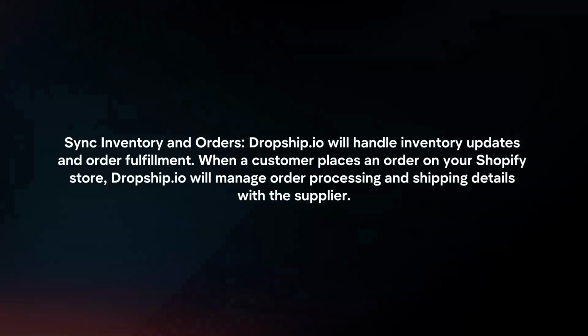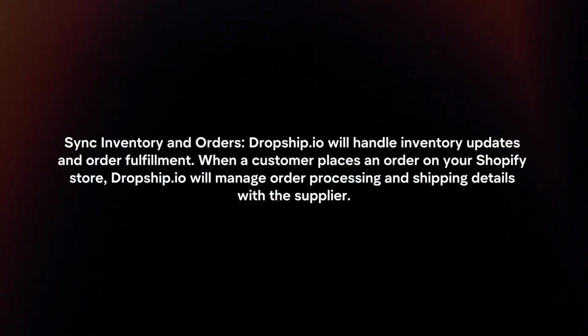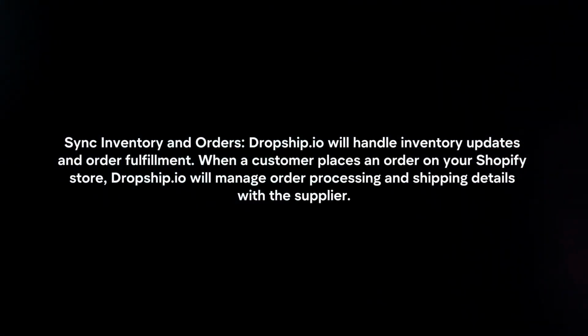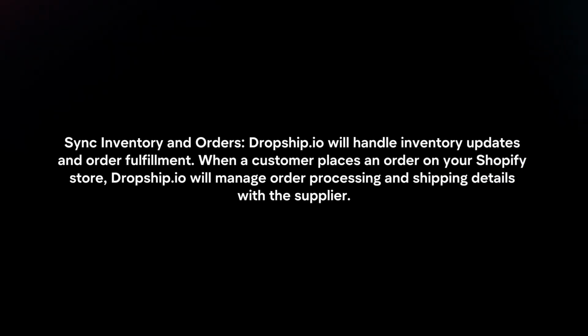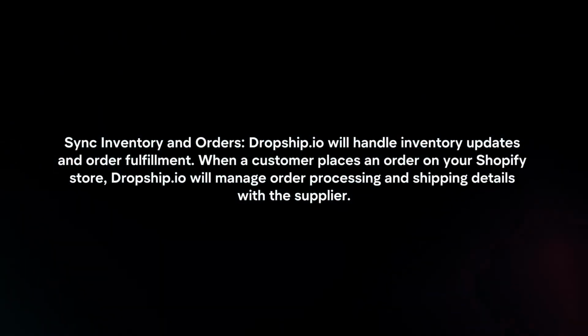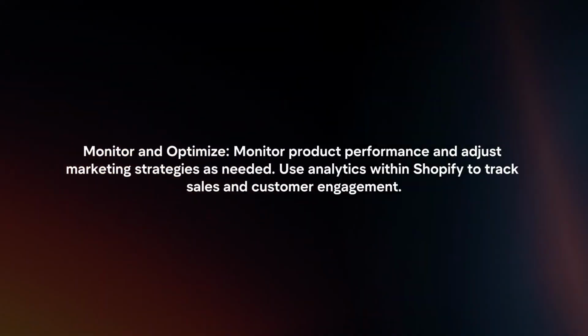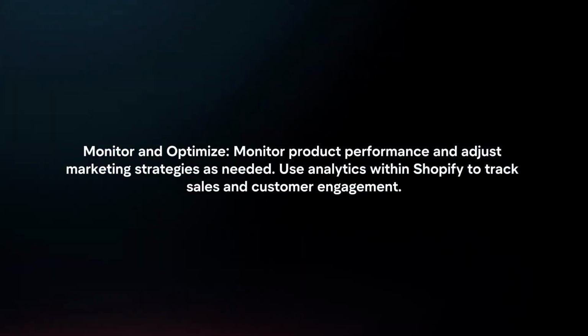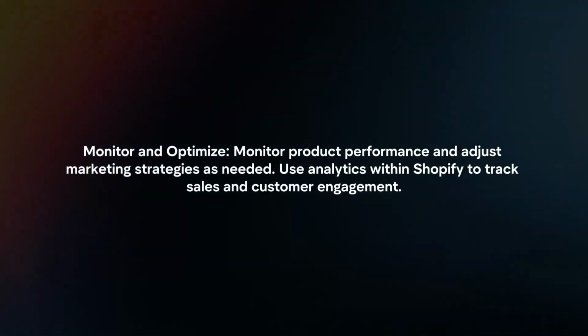Sync inventory and orders. Dropship.io will handle inventory updates and order fulfillment. When a customer places an order on your Shopify store, Dropship.io will manage order processing and shipping details with the supplier. Monitor and optimize. Monitor product performance and adjust marketing strategies as needed. Use analytics within Shopify to track sales and customer engagement.